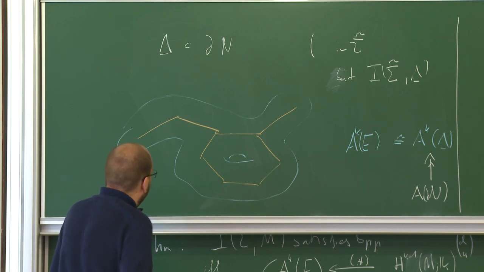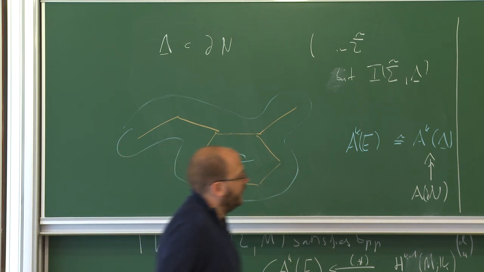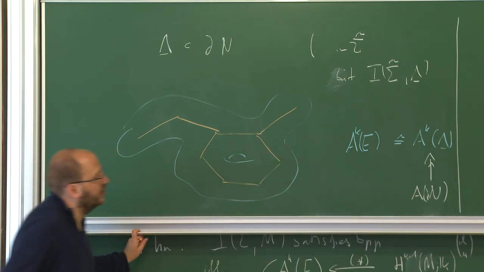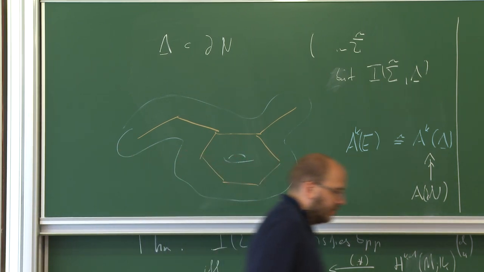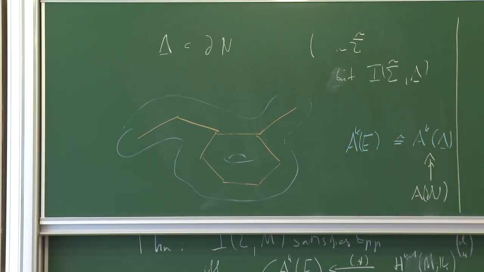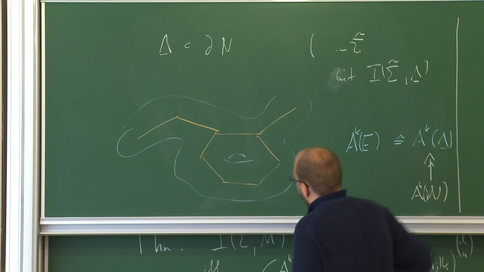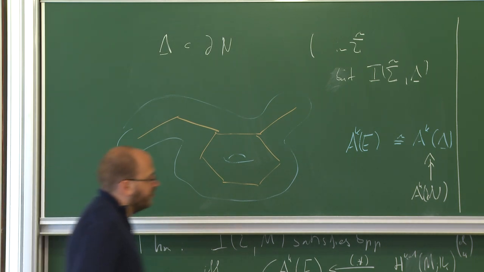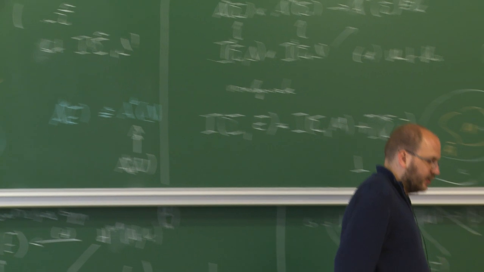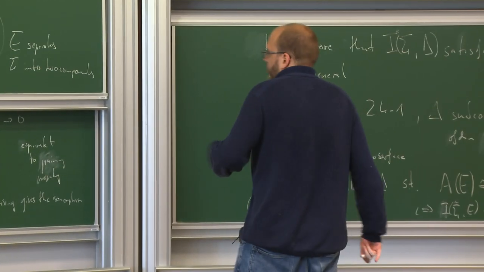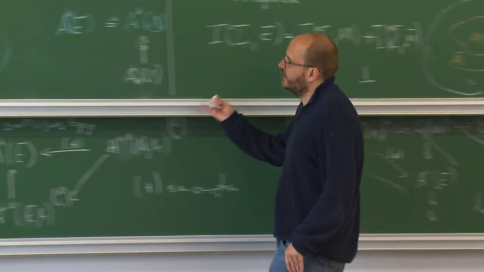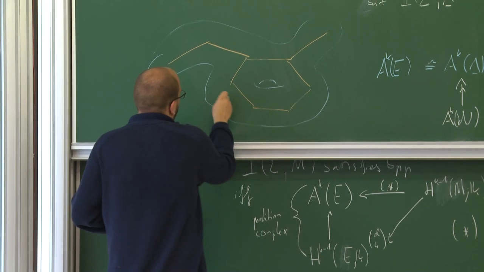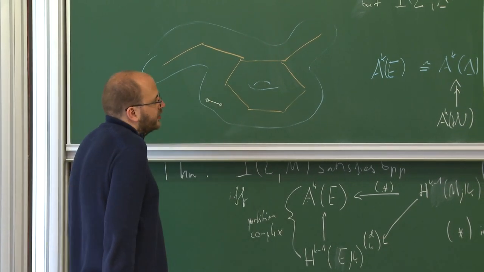So what do I do? Well, if this is larger, then there is an element of A of the boundary of N in degree k that lies in the kernel of this restriction map. In particular, there is a monomial, right? This is generated by some monomials, and there is a monomial supported outside of delta that generates this element in the kernel. So there is a monomial somewhere, perhaps here, that generates an element in the kernel.